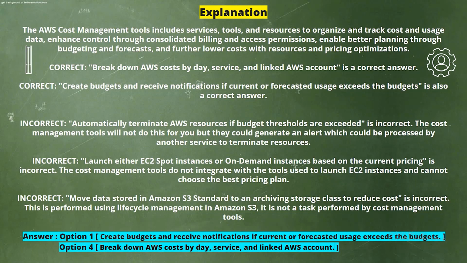Incorrect. Launch either EC2 spot instances or on-demand instances based on the current pricing is incorrect. The cost management tools do not integrate with the tools used to launch EC2 instances and cannot choose the best pricing plan. Incorrect. Move data stored in Amazon S3 standard to an archiving storage class to reduce cost is incorrect. This is performed using lifecycle management in Amazon S3. It is not a task performed by cost management tools.